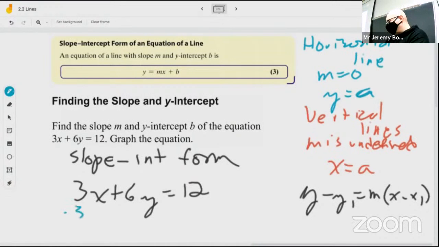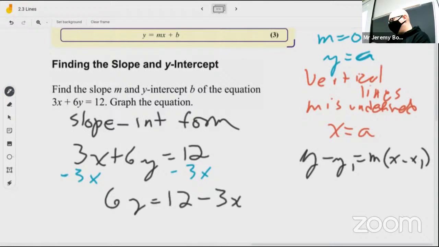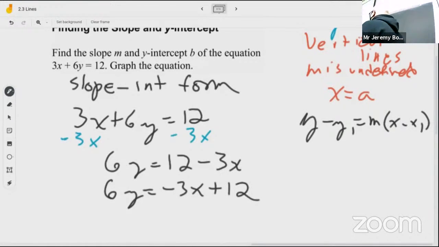Subtract 3x from both sides. That's a good place to start. And then we'll end up with 6y is equal to 12 minus 3x. Now remember, we want it to be y equals mx plus b. So how will we write that? Instead of writing 12 minus 3x, let's write it as negative 3x plus 12. Okay. Let's keep it in that form, mx plus b. And if we want to get y by itself, what are we going to do with the 6? We're going to divide both sides by 6.